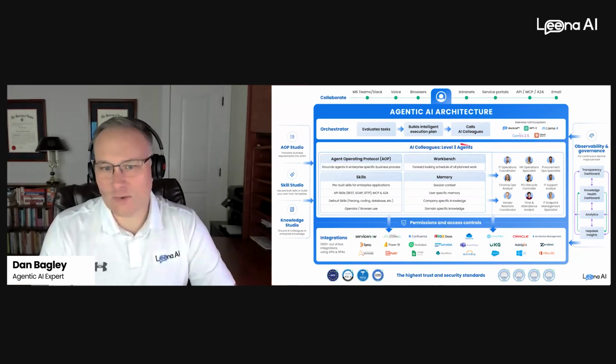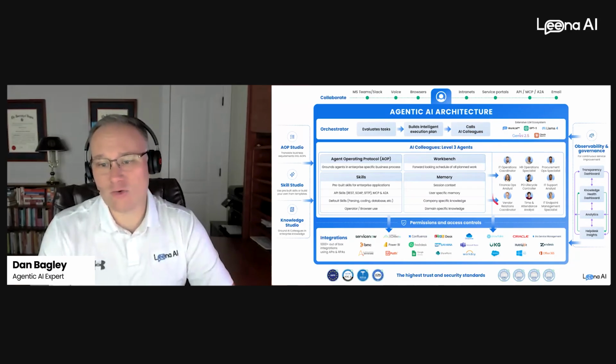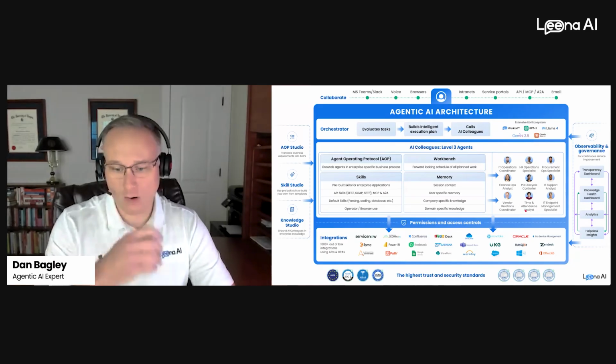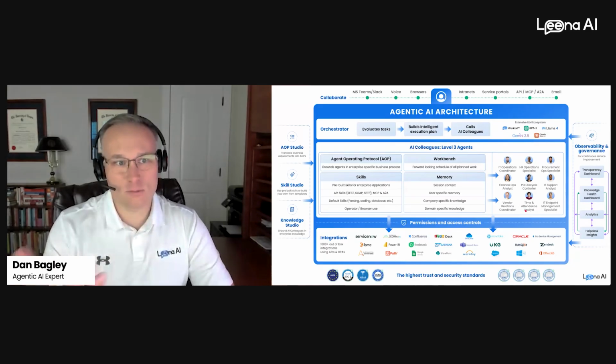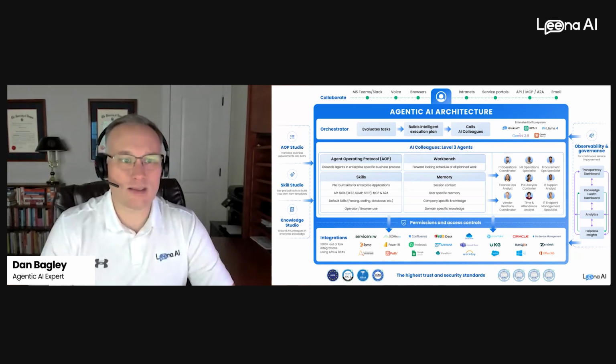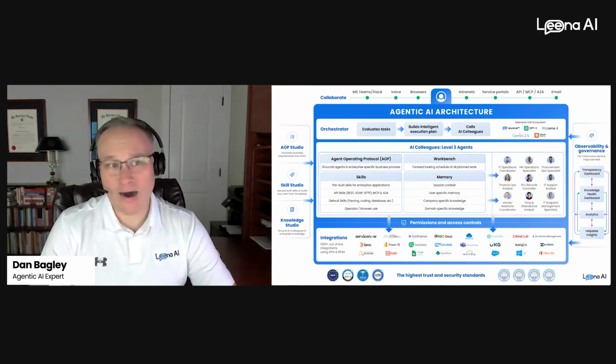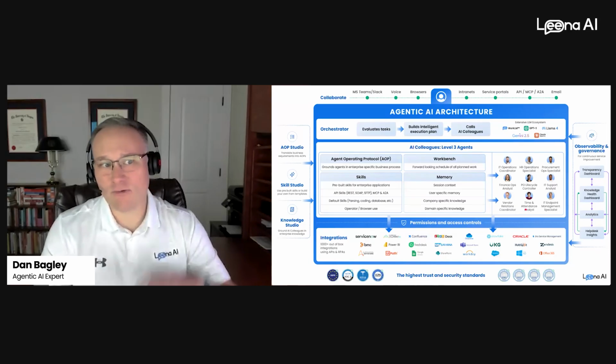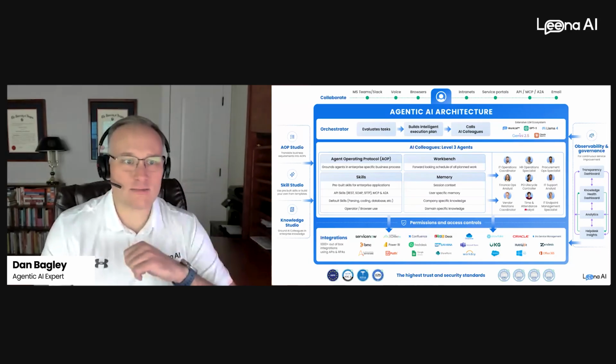So the agents themselves. An AI colleague, a level 3 agent, is akin to an entry level persona inside of your organization. So an IT operations coordinator, an HR operations specialist, a time and attendance analyst. These are people doing basic, rote, elementary job roles that can now be encapsulated by an AI colleague or level 3 agent. Each of these agents has 4 important pieces.